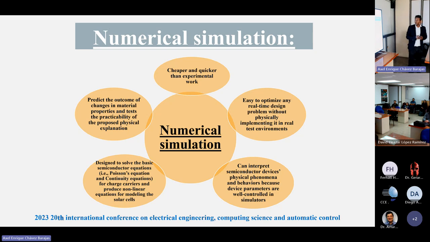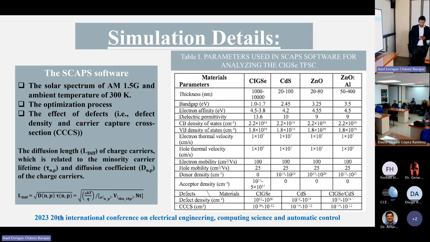These are the advantages. In the simulation details, as I mentioned, I used the SCAPS software to simulate the CIGS thin film solar cells, which we performed under standard conditions of the AM1.5G solar spectrum and an ambient temperature of 300 Kelvin.